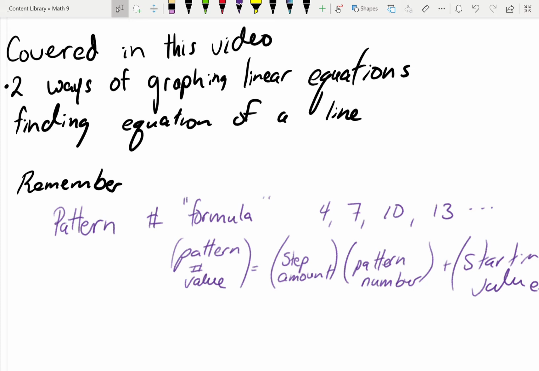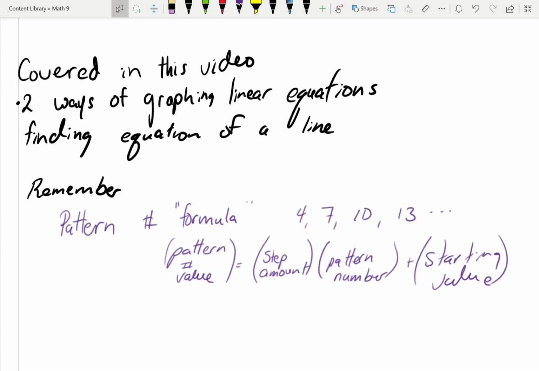And then secondly, finding the equation of a line. One thing to remember, when we were talking about a pattern number, I gave sort of a formula. So if I had the pattern 4, 7, 10, 13, 16, and so on, if I wanted to find the 10th pattern number, I could say the value of the 10th would be equal to how much I change by. So I look at what I call the step amount. So how much do I change by each time? I add 3.